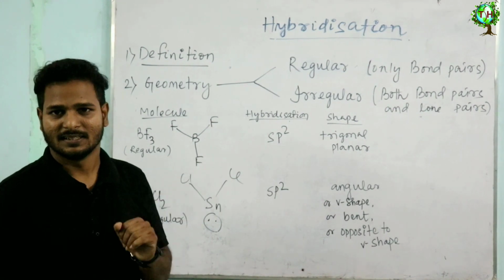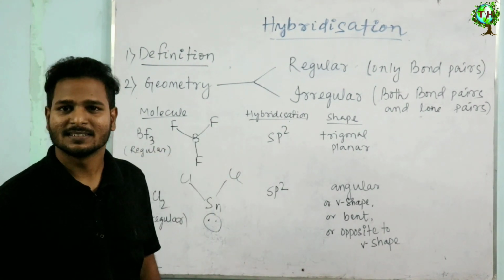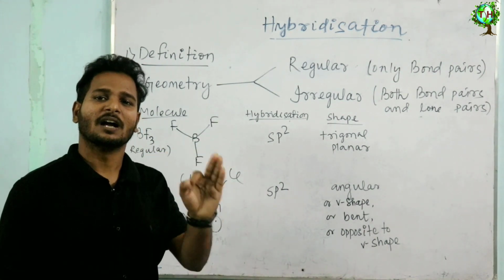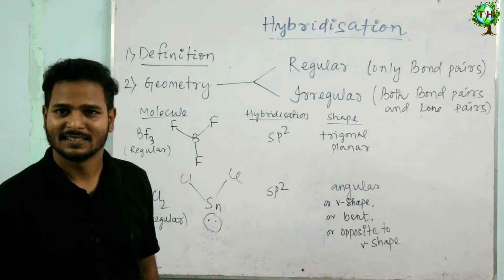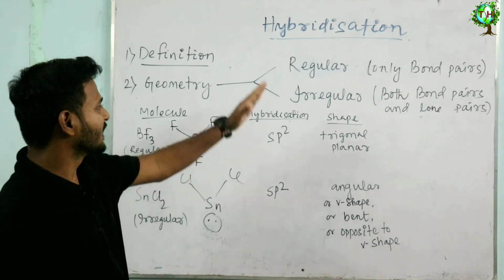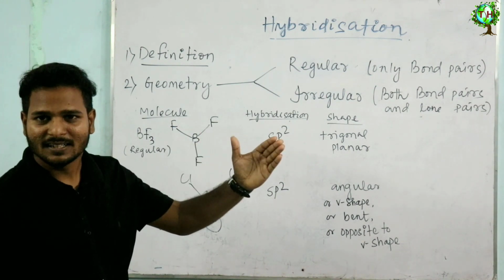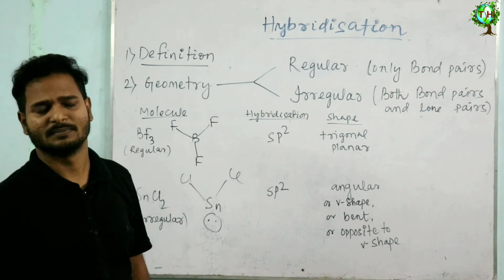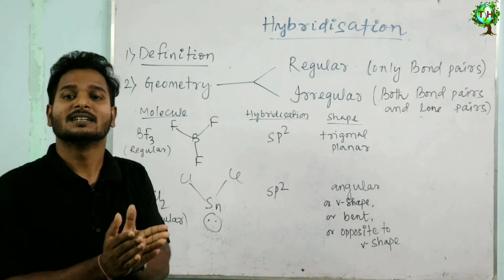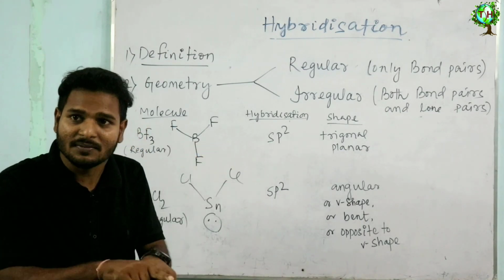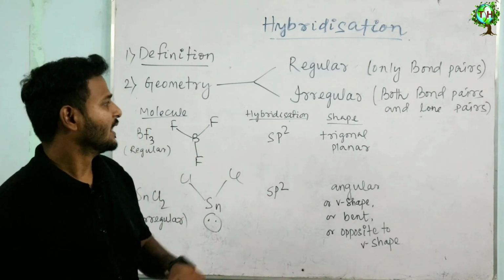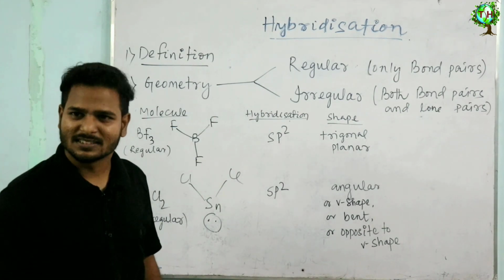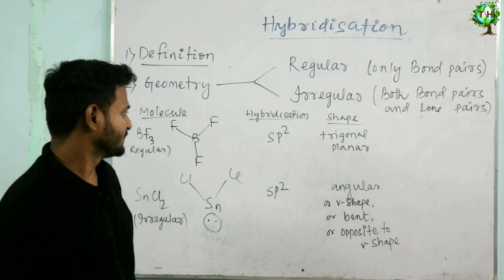And the second one, the molecule formed through hybrid orbitals is more stable due to enhanced overlapping. And the most important thing, hybridization predicts geometry. And the geometry is of two types, that is regular and irregular. Regular means only bond pairs, symmetrical repulsion. Because all are bond pairs, all have a similar kind of repulsion. The structure has symmetrical repulsion. And the second one is irregular. Irregular means some distortion in the regular structure due to the presence of a lone pair.